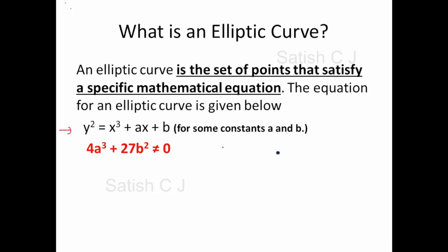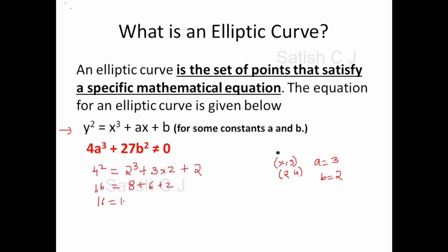So let's take a point. When you talk about a point, you'll have coordinates x comma y. Let's take some sample values here. Let's take the value for x to be 2 and y to be 4. Let's take the value for a to be 3 and b to be 2, some constants. Now let us substitute that in this equation. What is y square? y square is 4 square, which is equal to x cube, that is 2 cube, plus ax. a is 3, x is 2, plus b, which is 2. So this is nothing but 16 is equivalent to 8 plus 6 plus 2. So 16 is equivalent to 16.